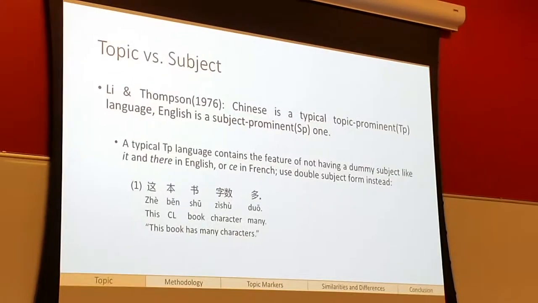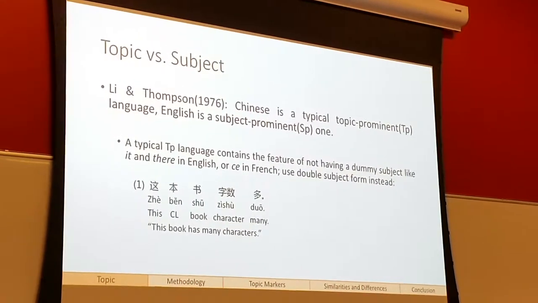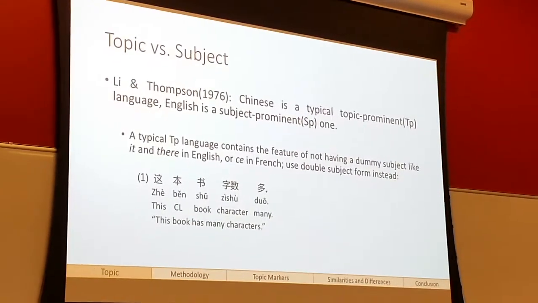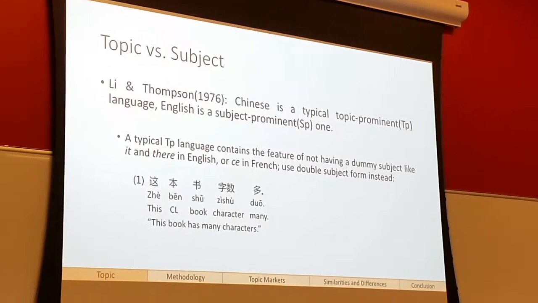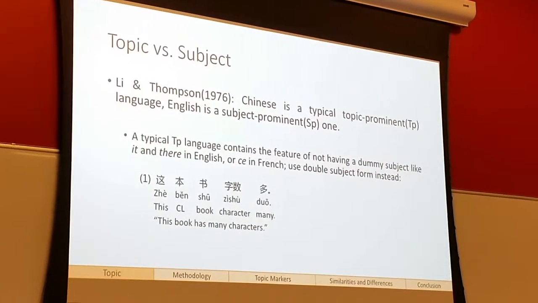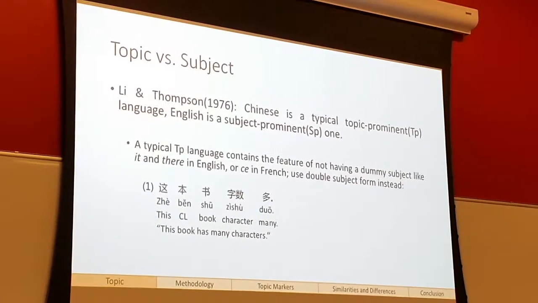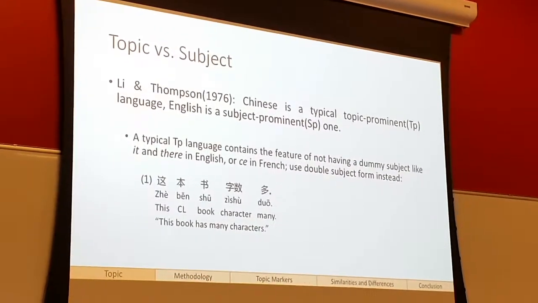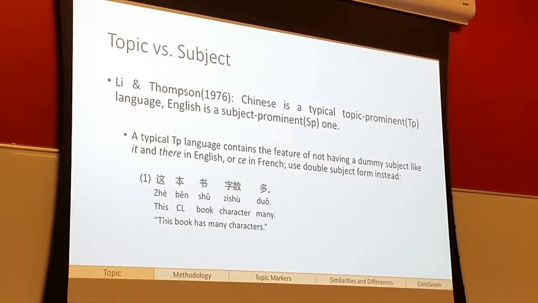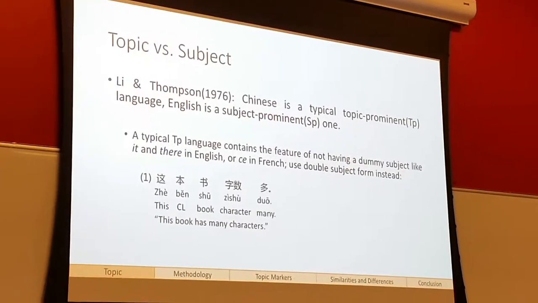Okay, first. Topic and subject. I'm using Li and Thompson 1976 as my base argument paper. And in this paper, it discussed that Chinese is a typical topic-prominent language and English is a subject-prominent one. So in example 1, 这本书字数多. This book is the topic. As you can see here, 这本书 is the topic, and 字数, we can regard it as the subject.